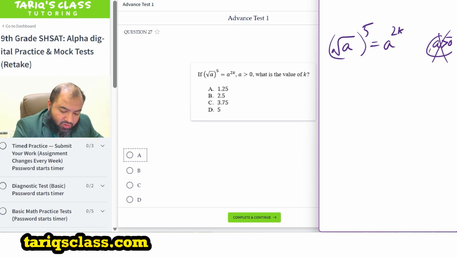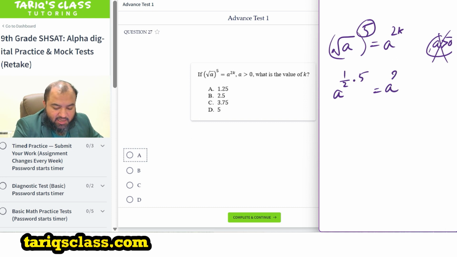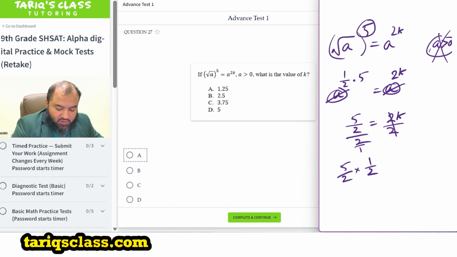So I have a square root and a power 5. So the a has two powers, 1/2 and the 5 both. On the other side, a has 2k. So both sides, the base is a and a, so we can just remove it. So 1/2 times 5 is just 5 over 2 equal to 2k. And then you just have to divide both sides by 2. So 5 over 2 divided by 2 over 1, it's just keep, change, flip. So it's 5 over 4, that's 1.25. So A is the answer.